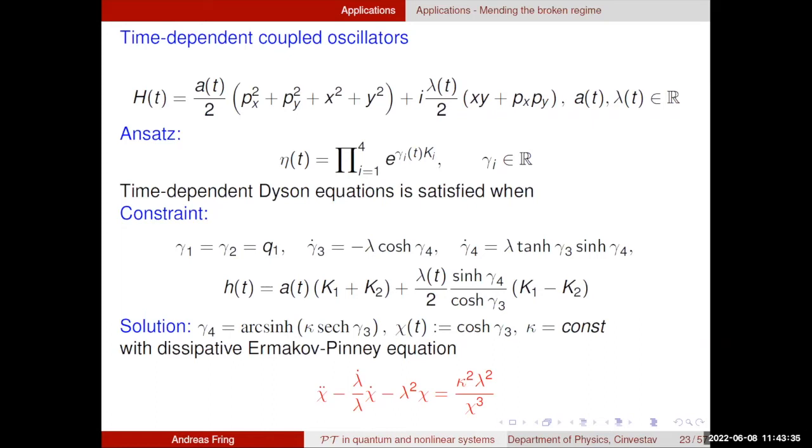So it can be solved, it's parameterized elegantly in terms of what is called the dissipative Ermakov-Pinney equation. The Ermakov-Pinney equation is one of the simplest and nicest nonlinear equations. You see here it is nonlinear. It has an x to the power 3, and it can be solved.